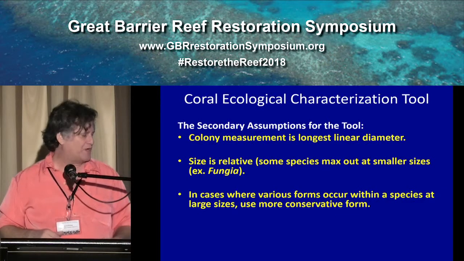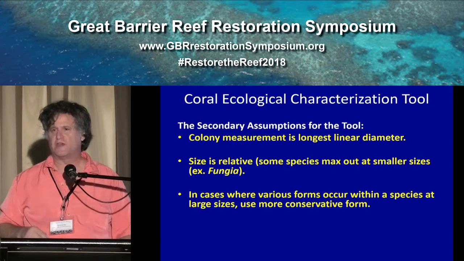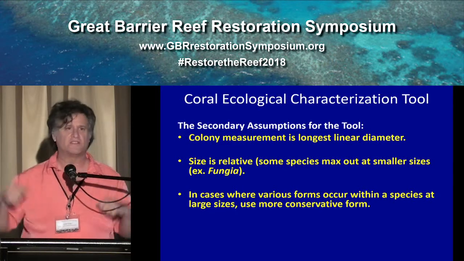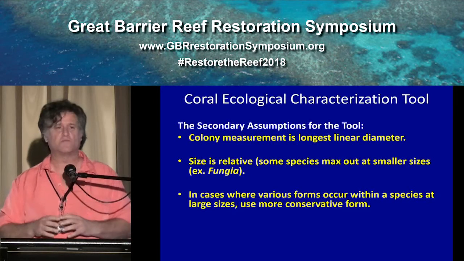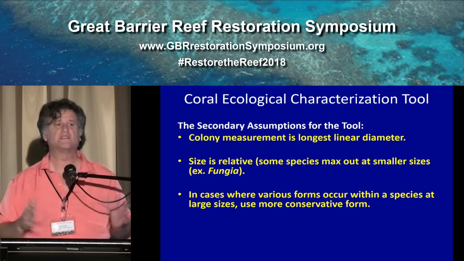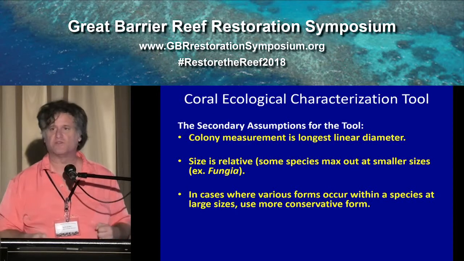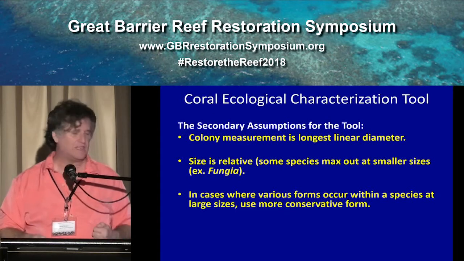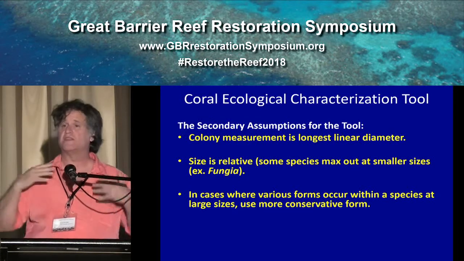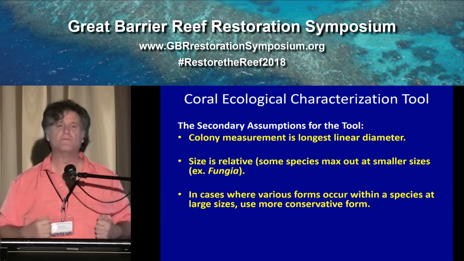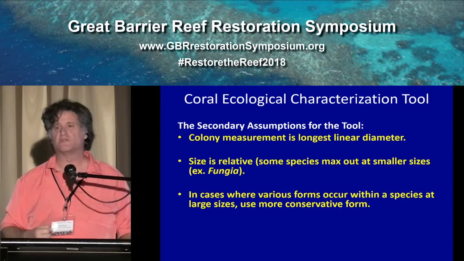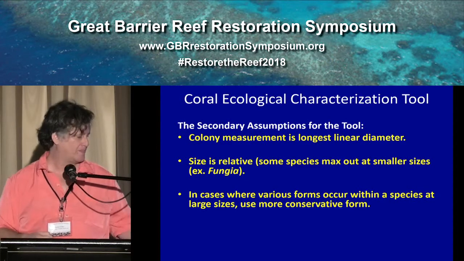And then there are a couple of quick secondary assumptions, which is that when we measure a coral quickly, we're doing the longest diameter because it's a fast measurement. Size is relative. You get some corals that only get to a fixed size and won't get any bigger, for example, certain fungi. And in cases where you have multiple forms in the same species, like Porites, you could have an encrusting form, a massive form, a digitate form. You take the one that's most conservative and run it through the model.